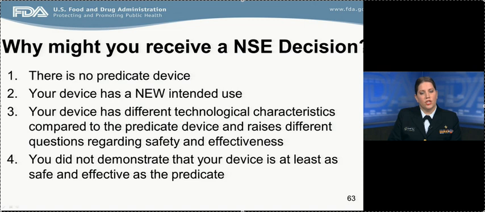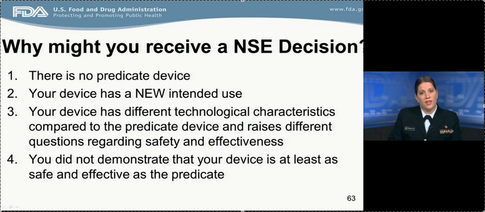So why might you receive an NSE decision? The first reason may be that you don't identify an appropriate predicate device. So either your predicate device was not legally marketed or it's not appropriate. And it could be that your device has a new intended use compared to your predicate device. Or you may receive an NSE because the differences in technological characteristics compared to the predicate device raise different questions regarding safety and effectiveness. You may also receive an NSE decision if you did not demonstrate that your device is at least as safe and as effective as your predicate. So really you want to make sure in your 510K that you go through the substantial equivalence discussion and make sure that you're addressing the decision points within the flowchart.